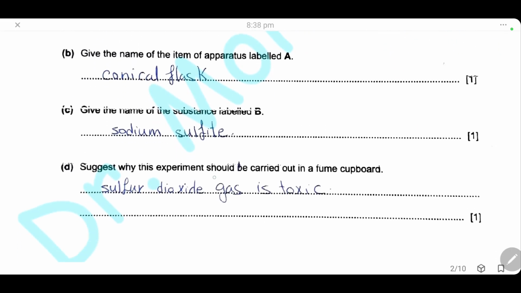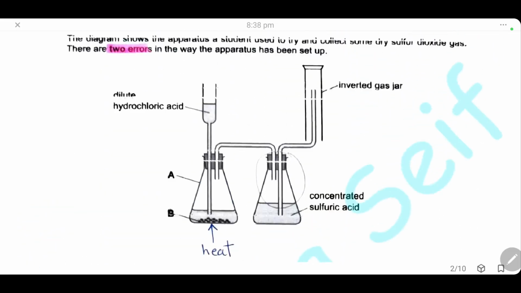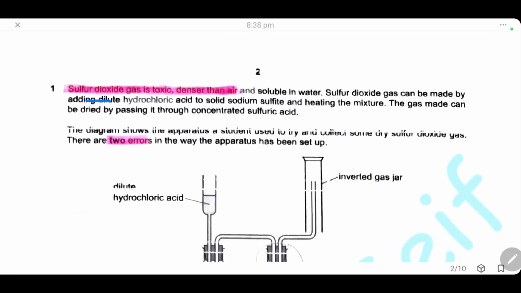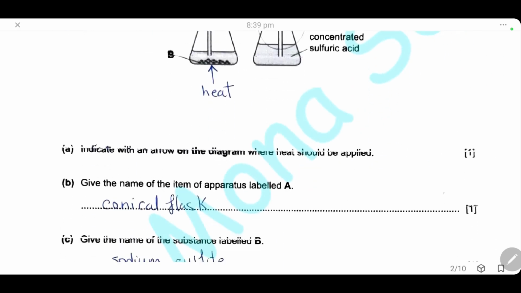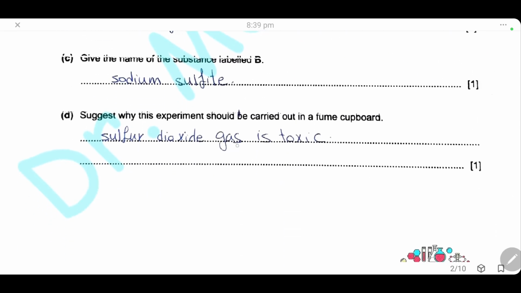Suggest why this experiment should be carried out in a fume cupboard. It is mentioned in the beginning of the question that sulfur dioxide gas is toxic. It is a very toxic gas to the respiratory system and can cause suffocation. So the answer will be: sulfur dioxide gas is a toxic gas.